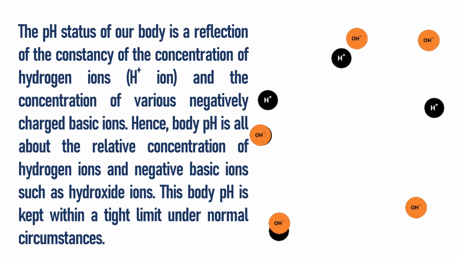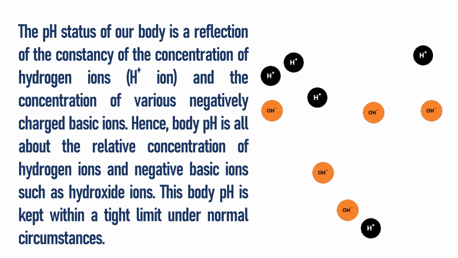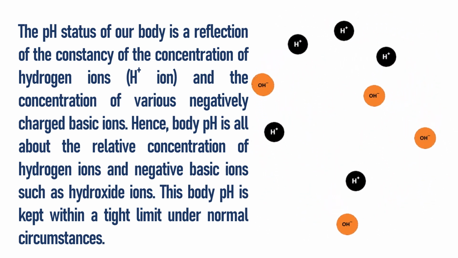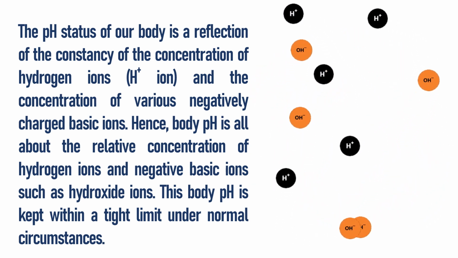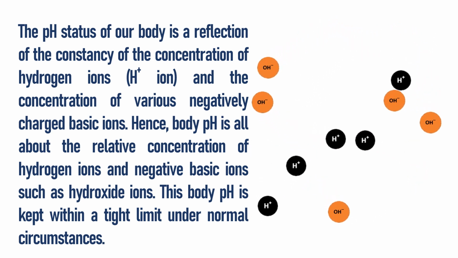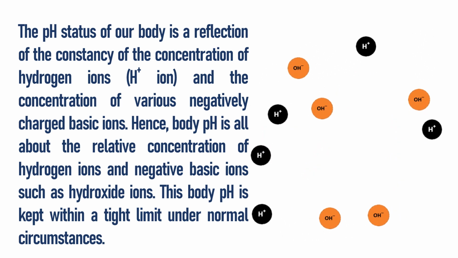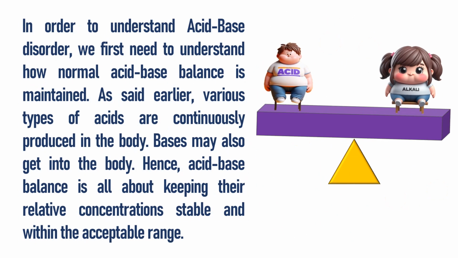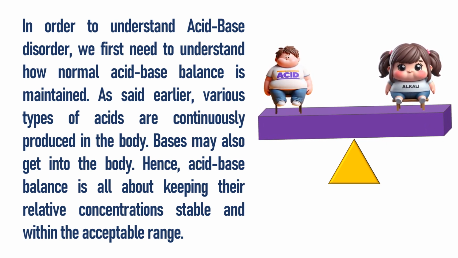The pH status of our body is a reflection of the constancy of the concentration of hydrogen ions and the concentration of various negatively charged basic ions. Hence, body pH is all about the relative concentration of hydrogen ions and negative basic ions, such as hydroxide ions. This body pH is kept within a tight limit under normal circumstances. In order to understand acid-base disorder, we first need to understand how normal acid-base balance is maintained.